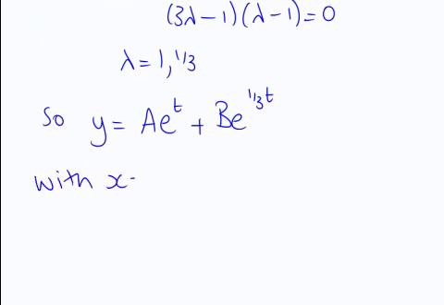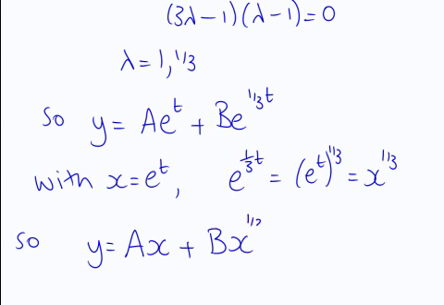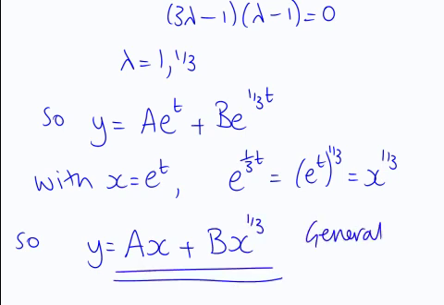So with x equals e to the t, if I have, for example, e to the third t, that is e to the t to the third, which is x to the third. So the general solution ends up being ax plus bx to the 1/3. And that's the general solution, because the constants a and b have not been found. If we were given either initial conditions or boundary conditions, we would be able to find a and b.